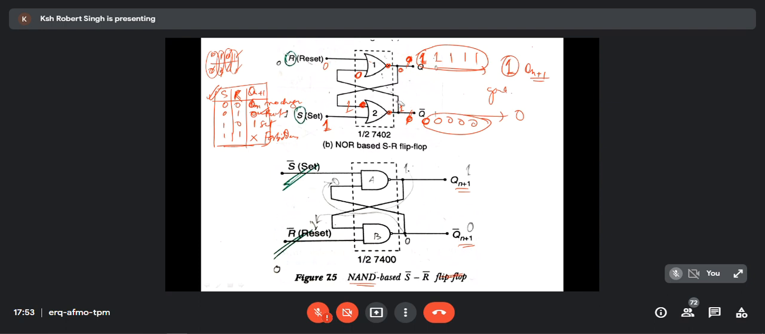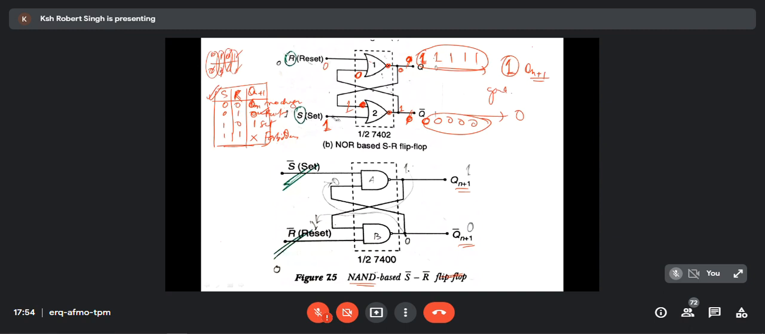The output depends, this Q bar output depends on what? This input and the Q output, the previous output. And this Q depends on what? These are two inputs: one input is the present, and another, this output, is feedback. So it depends on the present input as well as the previous output.